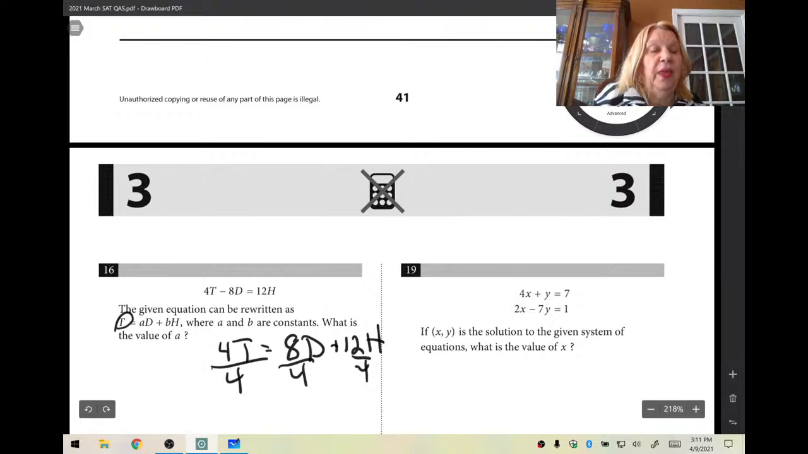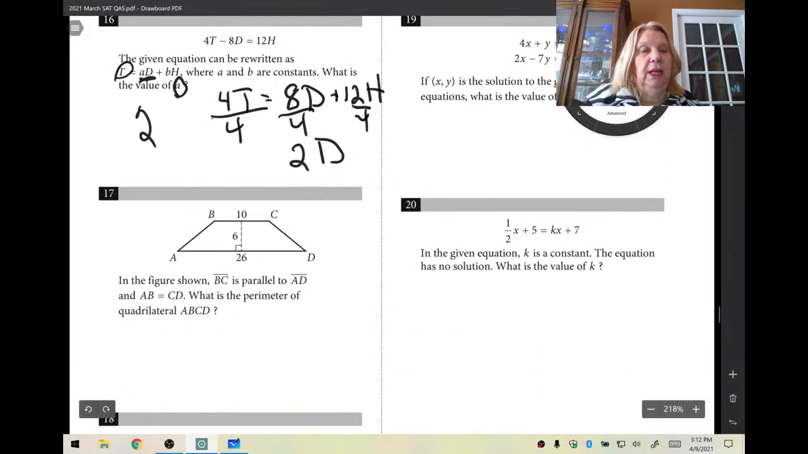And so we want the A. We always look at the prompt. The A is the number before the D, which in this case will be 2, because it'll be 2D. So the answer for this one is 2. Then we go to 17.